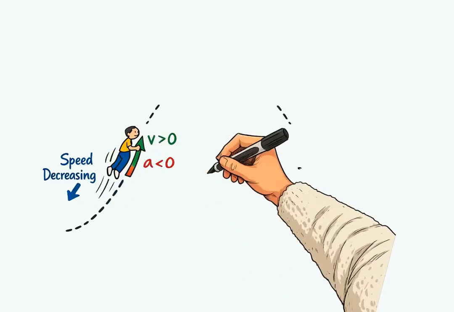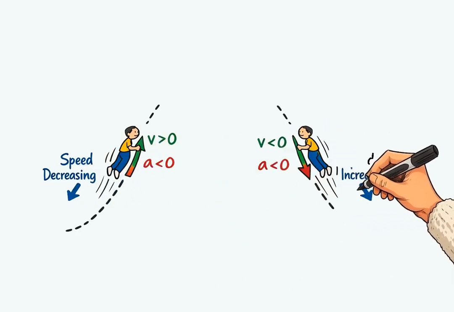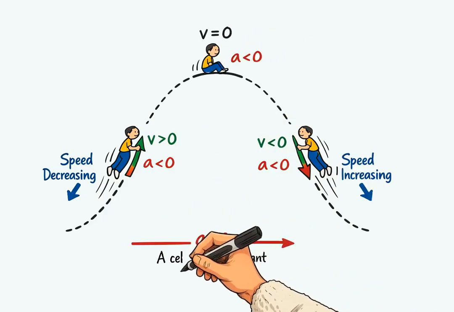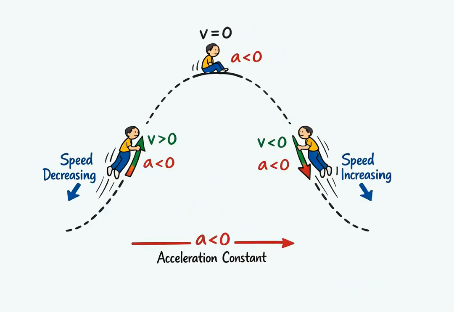With upward chosen positive, the trip is also a clean illustration of sign logic. On the way up, v is greater than 0 while a is less than 0, so speed decreases. On the way down, v is less than 0 and a is less than 0, so speed increases. Nothing special happens at the peak except that v changes sign. The acceleration never changes sign.